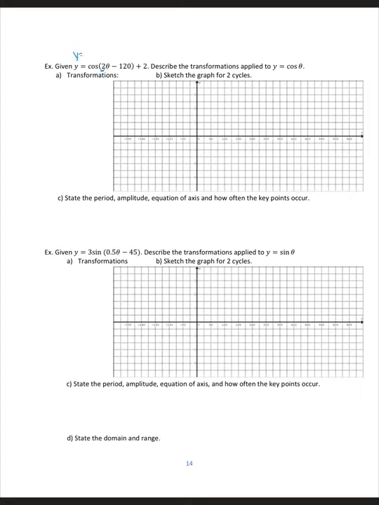So if I factor that out, we're going to have y equals the cos, and I'm going to factor out that 2 just in front and create a new set of brackets. So we'll have theta minus, and then remember, if we're taking a 2 out, we've got to take the 2 out of the 122. So it'll become 60 degrees, plus 2. All right, so go ahead and list your transformations and see if you can graph it. Graph your base function of cosine first in order to help you with the transformations, and then see if you can identify all those things in C. So state the period, the amplitude, the equation of the axis, and how often your key points occur.